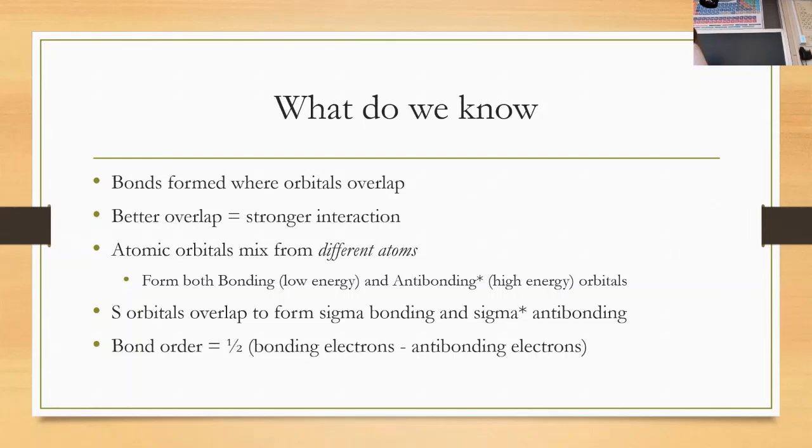So what we're going to do is look at our diagram that we make and count up all the electrons that are in bonding orbitals and all the electrons that are in antibonding orbitals, and we're going to determine the bond order. So remember, the bond order tells us, do we have a single bond, a double bond, that kind of thing. Our bond order will be 1/2 the bonding electrons minus the antibonding electrons. All right, so we've got some rules. Now let's see how this is going to play out.